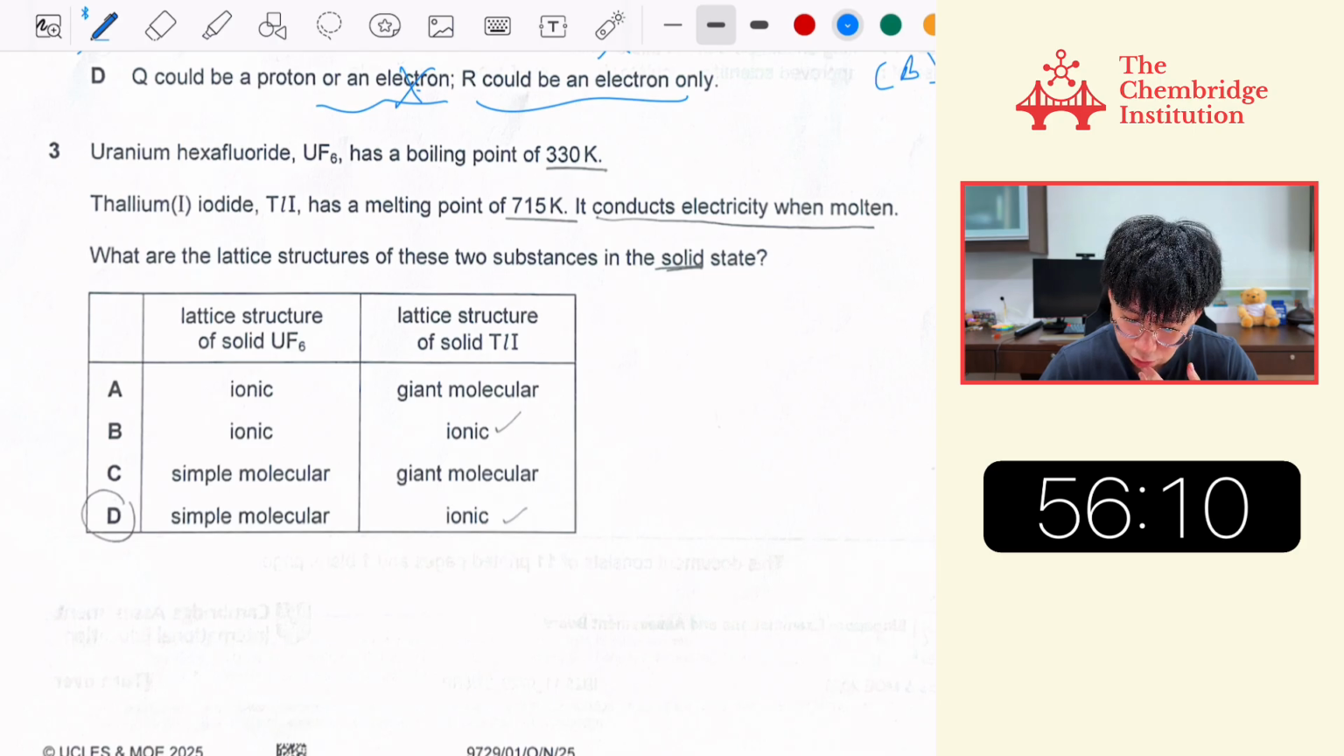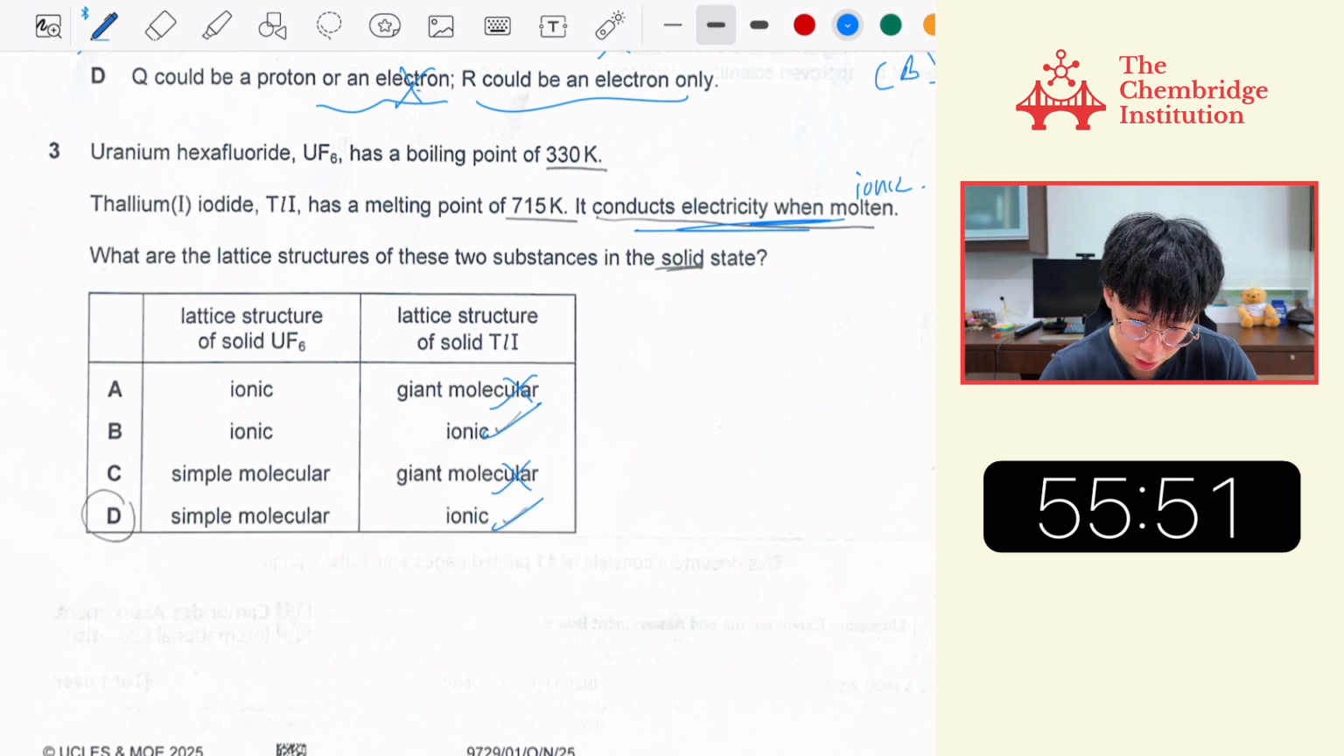Thallium iodide has a melting point of this. It conducts electricity when molten. Okay, if this is molten, what are the structures of these two substances in the solid state? Okay, this looks very ionic. It conducts electricity only when molten, so I have to pick that it has to be ionic, so I wouldn't have this.